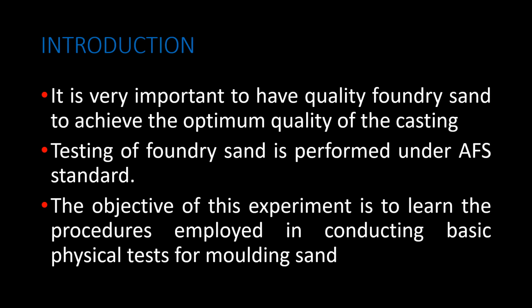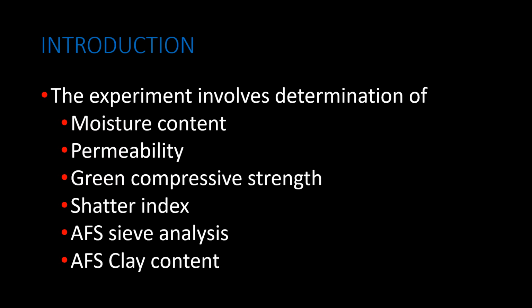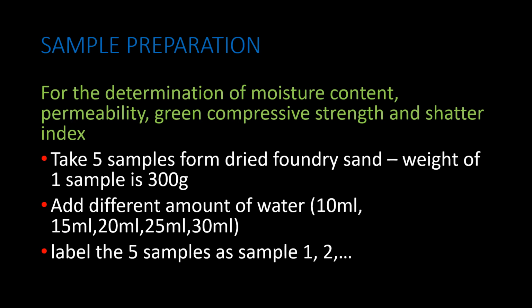The principal ingredients of molding or foundry sand are silica sand grains, clay, here it is bentonite, and moisture. Each constituent is important in determining the properties of molding sand. Here we perform several tests to measure properties of foundry sand that include moisture content, permeability, compressive strength, shutter index, AFS sieve analysis, and AFS clay content.